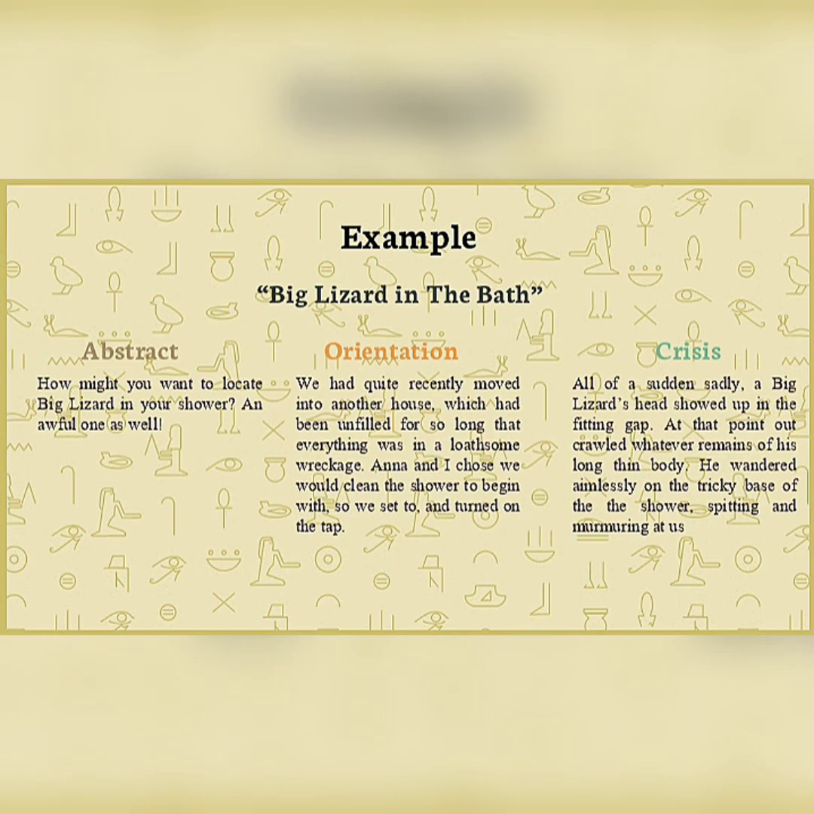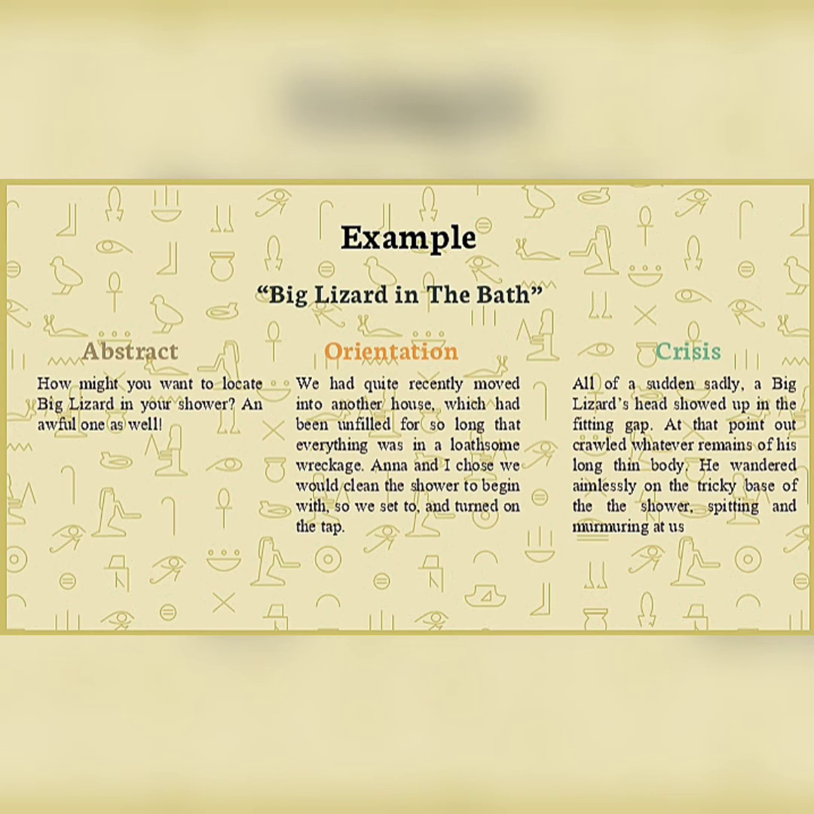Now we are going to analyze an example of anecdote text, and the title is Big Lizard in the Pet. Based on the generic structure, the first generic structure is called abstract. How might you want to look at a big lizard in your shower? An awful one as well. The first sentence is a rhetorical question, and the second sentence is an exclamation word.